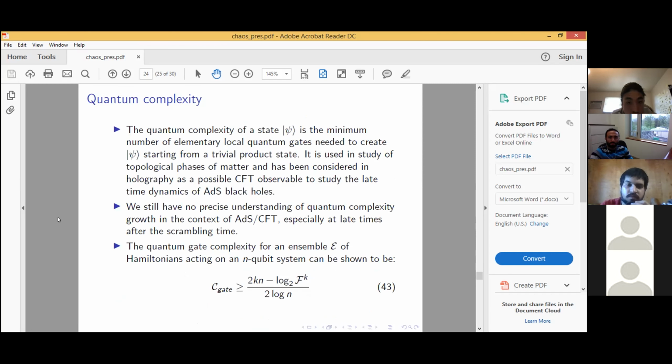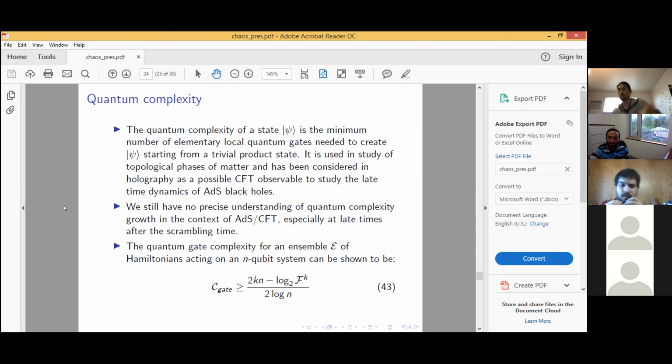Okay, so before discussing K invariance, we'll briefly discuss quantum complexity. The quantum complexity of a state is defined as the minimum number of local quantum gates that are needed to create the state, beginning from a product state. It's used in the study of topological phases of matter, and it has been considered in AdS/CFT as a possible CFT observable to study the late time dynamics of AdS black holes.